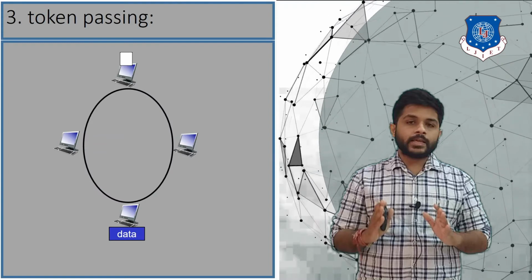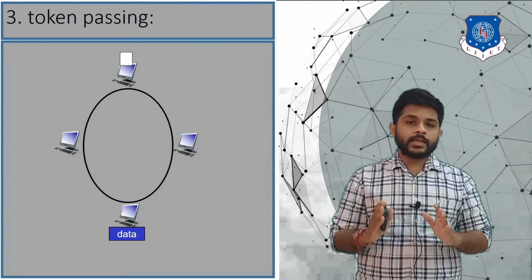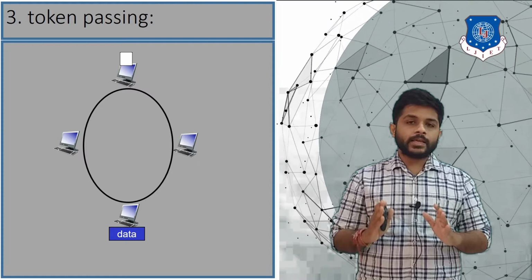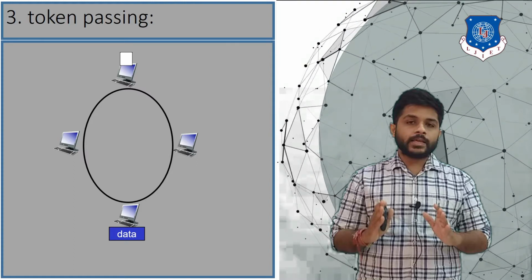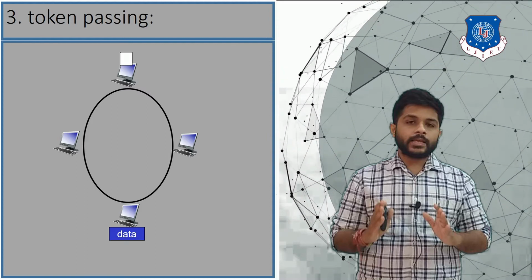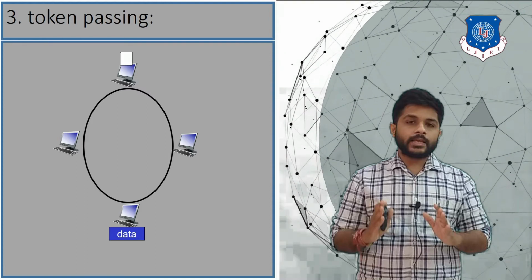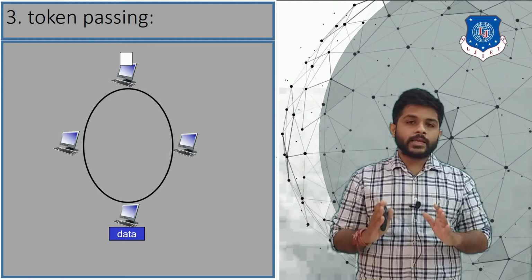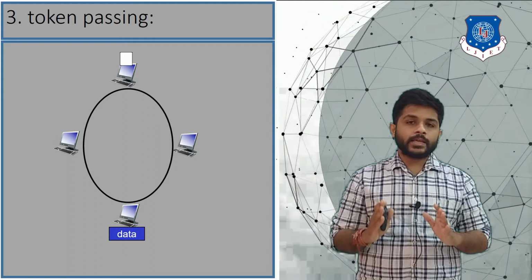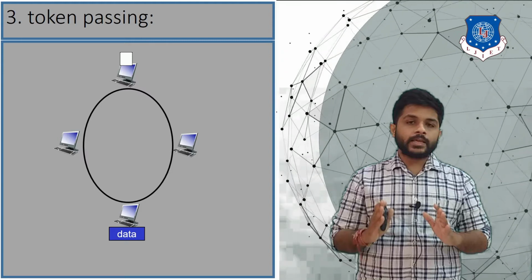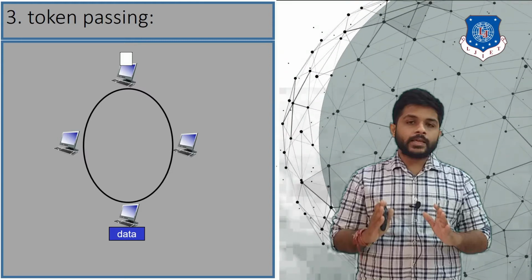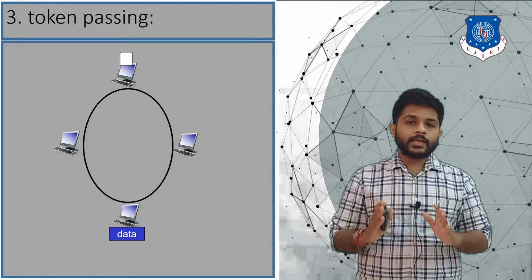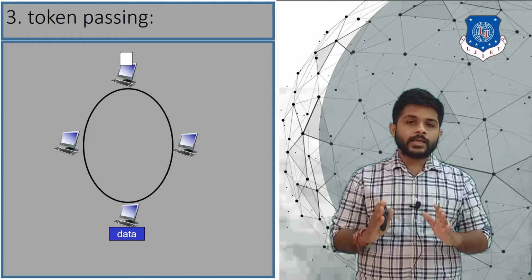The next type is known as token passing. So what is the token? A token is a fixed pattern which is known by all the devices. For example, the pattern of the token is 1, 1, 1, 1, 4 bits. So if any device receives these four ones, it will understand that the token is received. And in the token passing method, a device can send data only if it has the token.